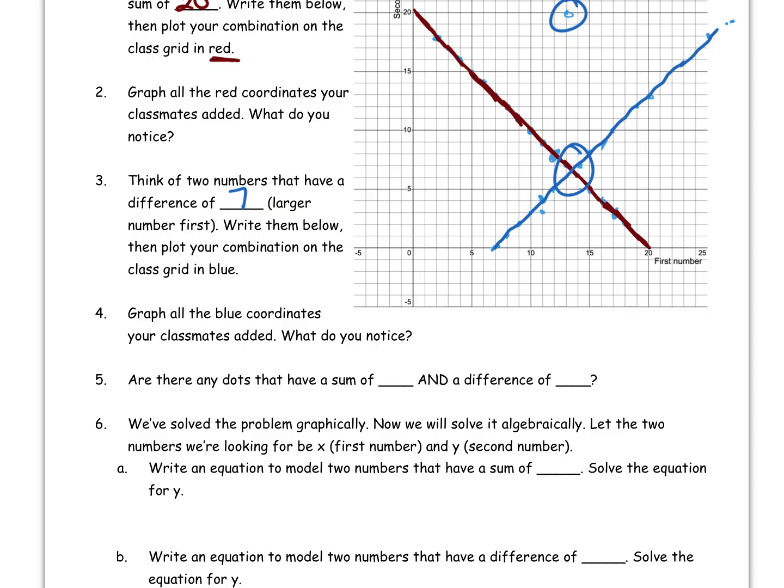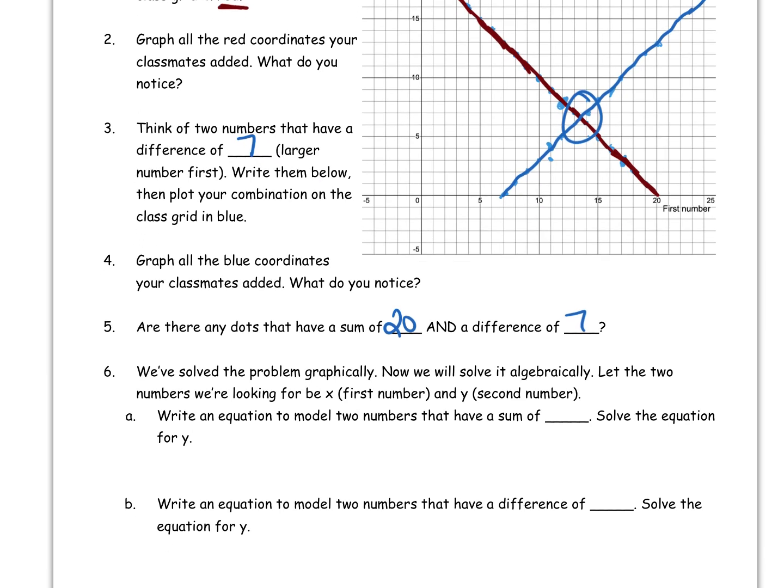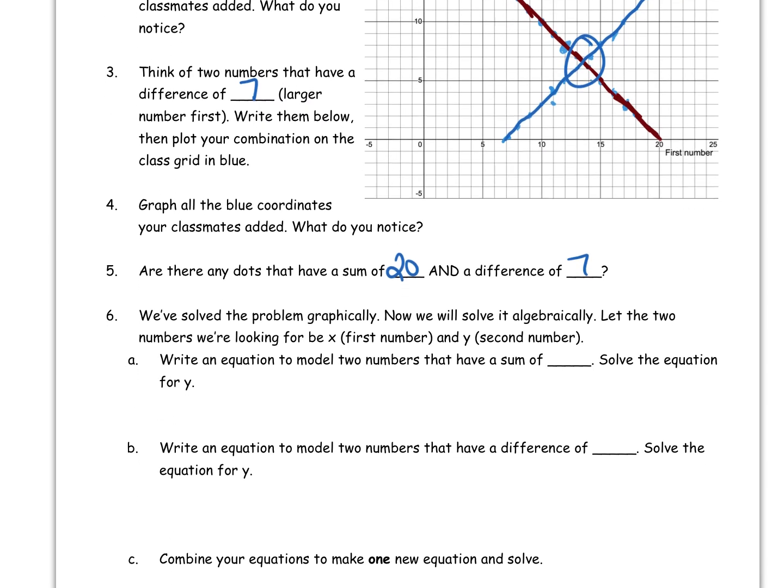Are there any dots that have a sum of 20 and a difference of 7? No, because they're not pretty. Nobody ended up plotting that. But there is an intersection, just nobody plotted that point because it's not pretty. So this is us solving it graphically, but in this particular case, we see it, but we would be estimating because we don't really know what it is.